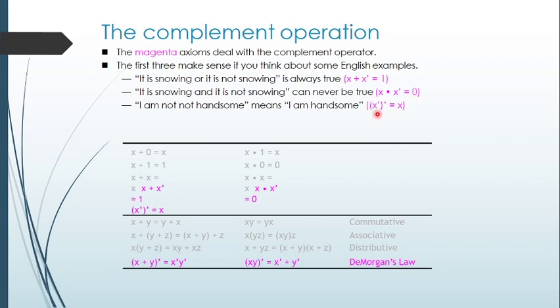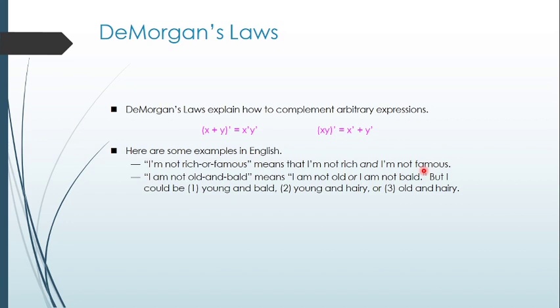Similarly, x prime whole prime is equal to x. If you are negating some expression, for example, I am not handsome, that means I am handsome, because you are negating the not by putting another not. So if you are doing not not handsome, the two nots will cancel out. These are very simple things that you probably have some idea about.